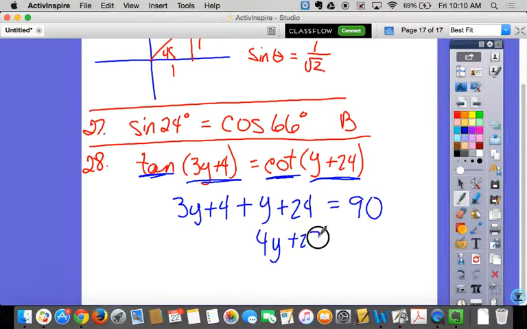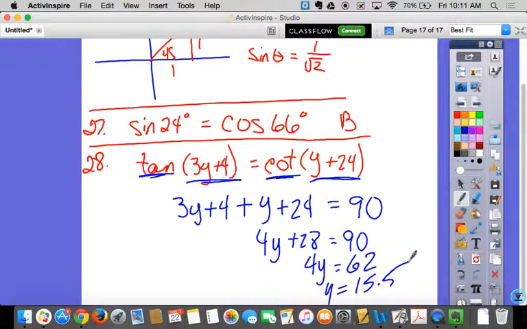4y plus 28 equals 90. Okay, I have no idea what 90 minus 28 is. Do y'all know? 62. Okay, so how many times is 4 going into 62? 15.5. That would be option A. Sounds good to me. The main thing is getting it set up. You've got to recognize those are cofunctions.